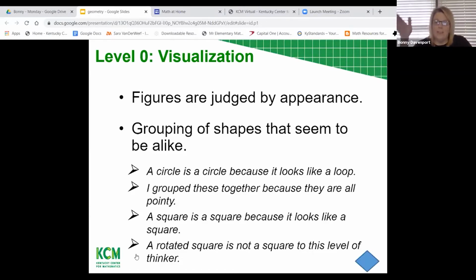So we have to be really careful about the precise language that we use with students. We need to give them multiple opportunities to engage with shapes and begin to see those similarities and differences between the shapes, and that is when they will start to progress to level 1.